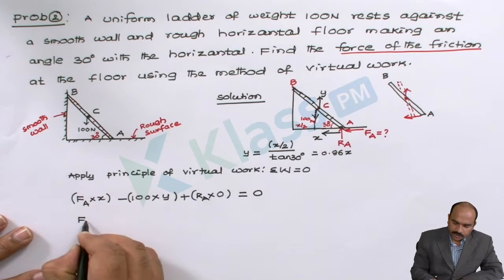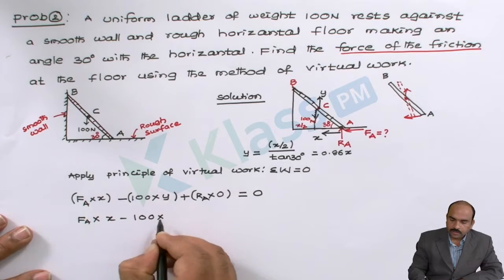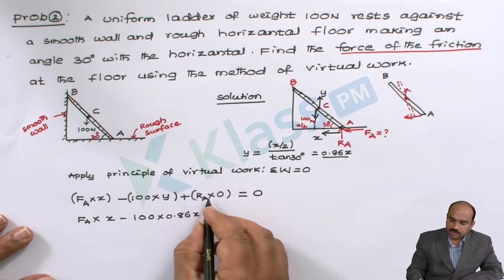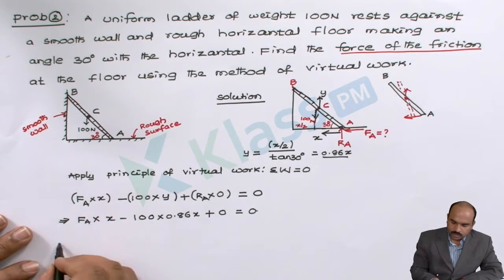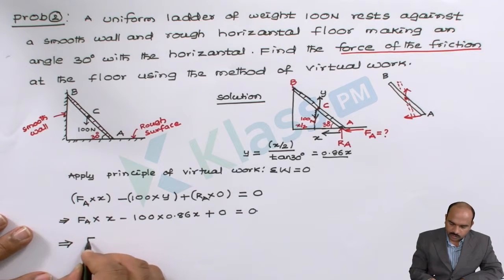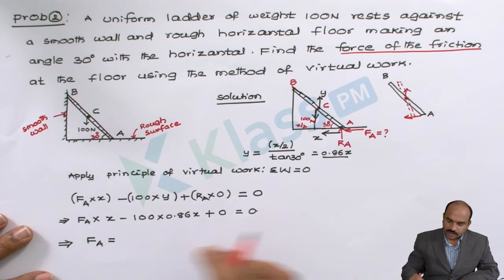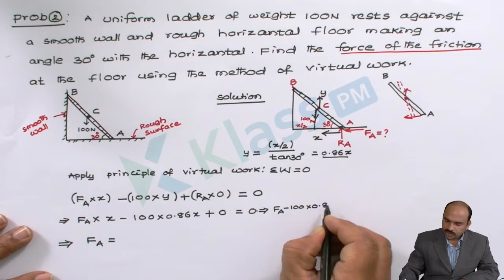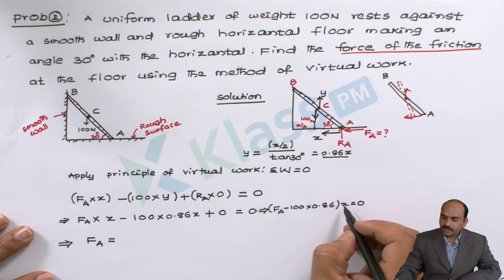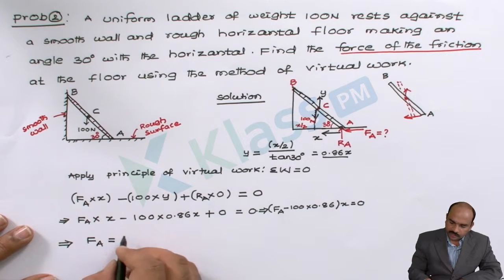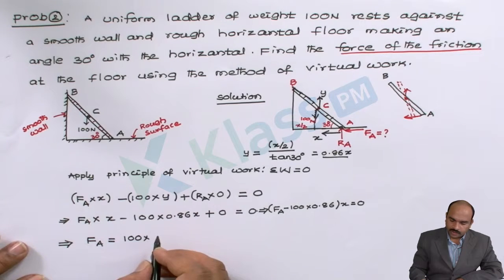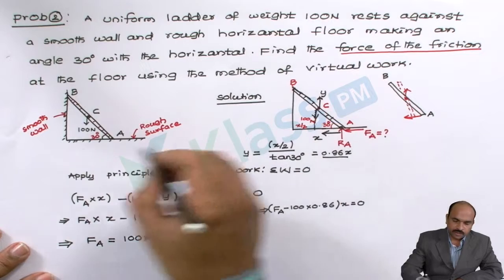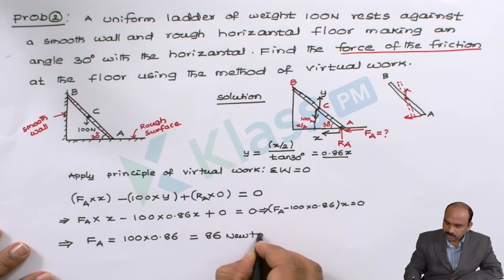Now I'll write this as FA multiplied by x minus 100 multiplied by, instead of y, I substitute 0.86x, plus RA multiplied by 0, is equal to 0. From this equation I'll get the frictional force FA. Dividing through by x, we can write FA minus 100 times 0.86 equal to 0. This I will write as FA equal to 100 multiplied by 0.86. So this is equal to 86, and since 100 is given in newtons, the unit is newtons. The answer we are getting is 86 newtons.